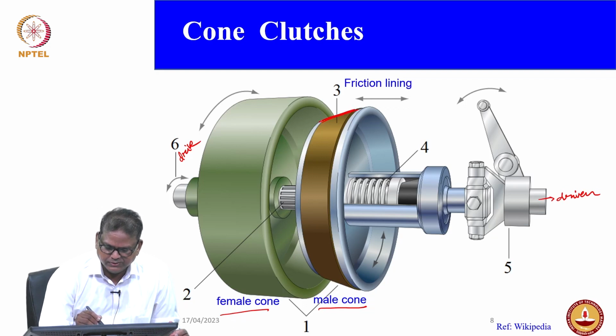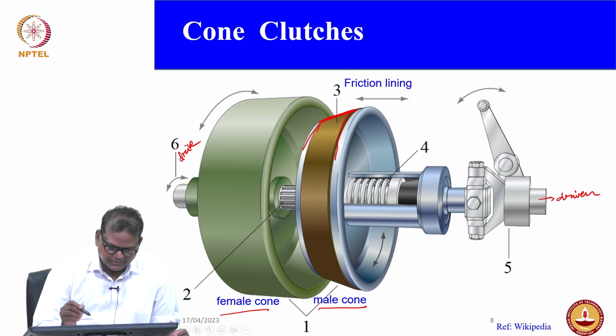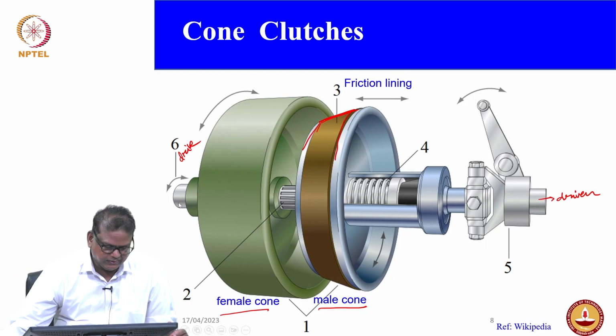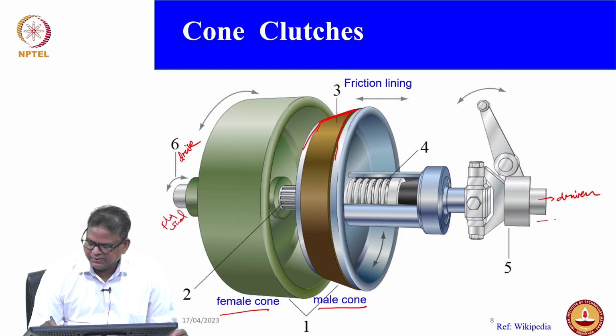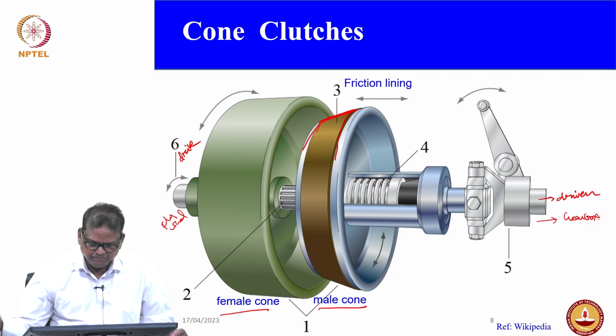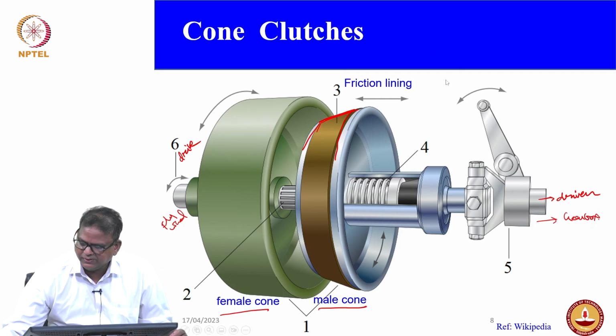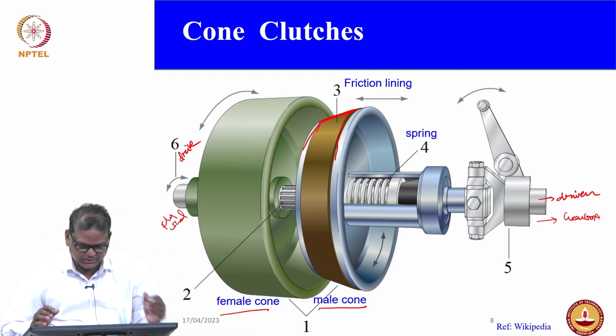This entire portion is your friction lining, and of course you have a spline also. This part is fixed with the flywheel, and this part is extended to the gearbox. That is the arrangement. And you have a spring actuator to make a proper clamping.